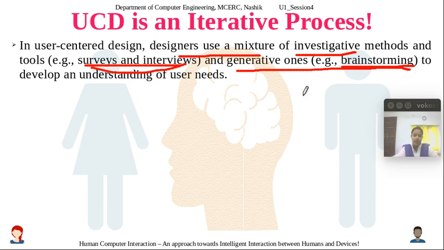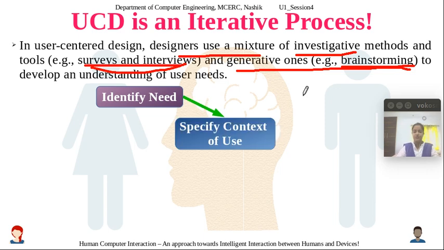Now we are going to learn the design process of user centered design. The flow of UCD: what you have to do is identify the user's requirement very initially. Once you have your user's requirement with you, the next phase is to specify the context of use.